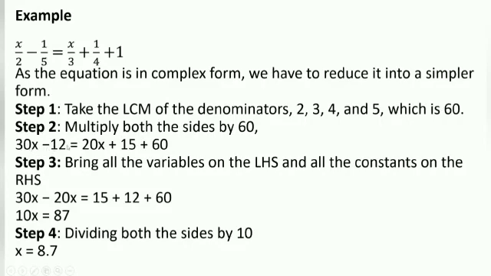Now multiplying both the sides by 60 because 60 is the LCM, we'll get 30x minus 12 is equal to 20x plus 15 plus 60. And in the denominator on both the sides we'll get 60, will get cancelled. So now bring all the variables on left hand side and all the constants on the right hand side. So this 20x shifting on the left hand side and minus 12 shifting on the right side, we'll get 30x minus 20x is equal to 15 plus 12 plus 60. So 10x is equal to 87.